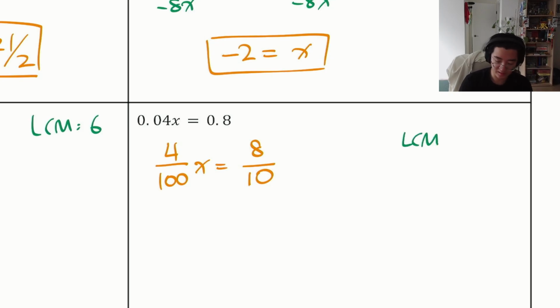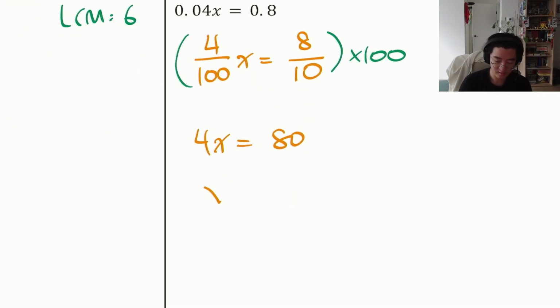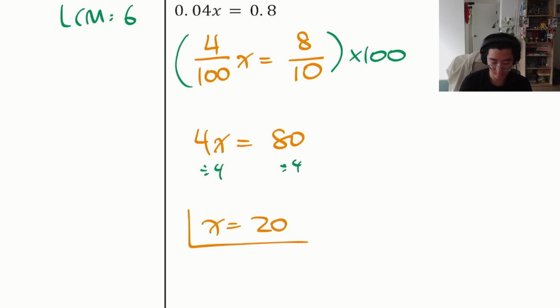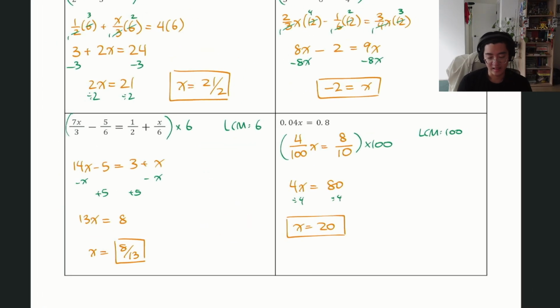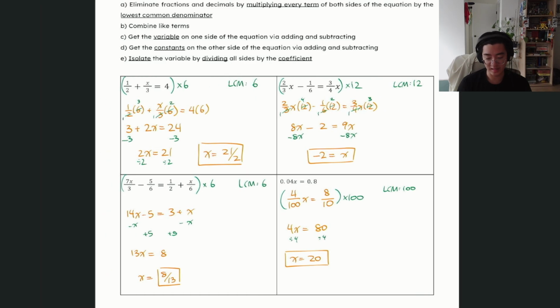The lowest common multiple in this case is 100. So the 100 gets cancelled out, it's 4x. 10 and 100 are both divisible by 10. That's 8 times 10, which is 80. Divide both sides by 4. Ta-da, there we go. Okay, so that's how we do fractions. Just one extra step of finding the lowest common multiple, but everything else is business as usual.